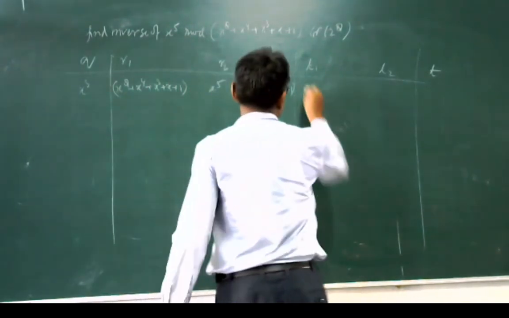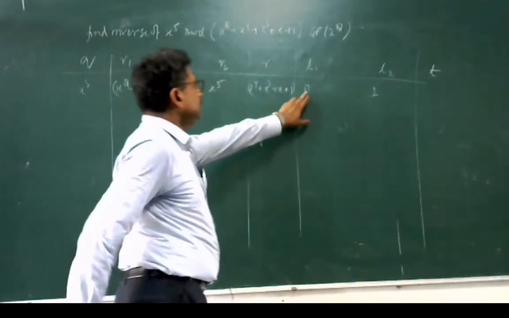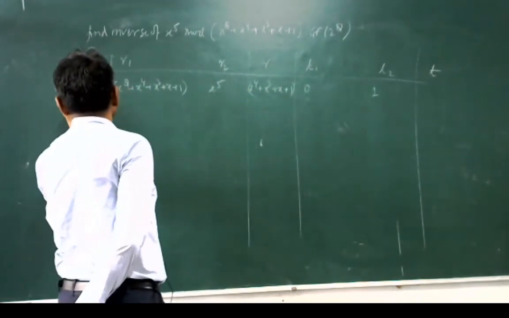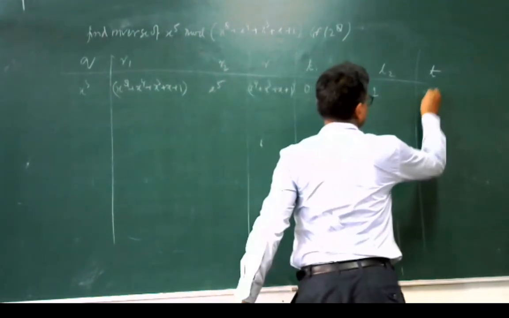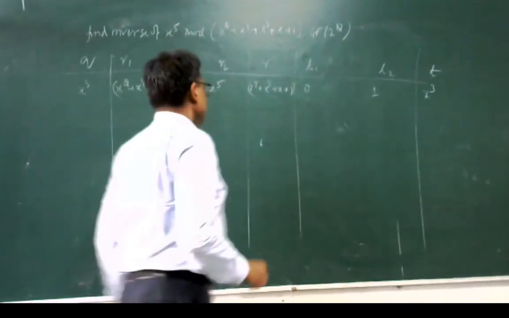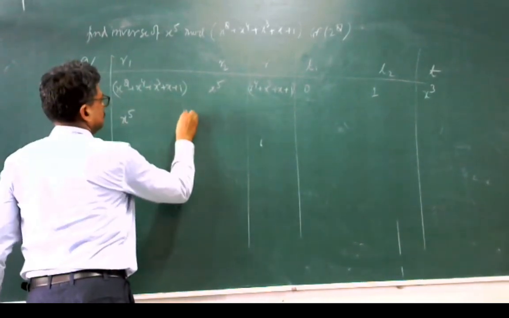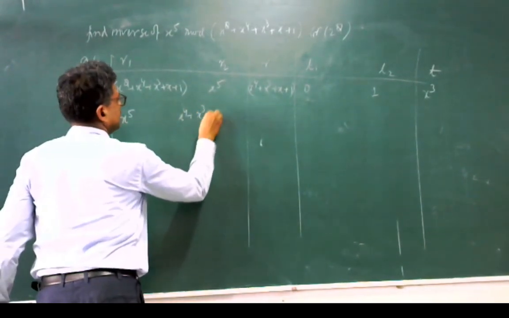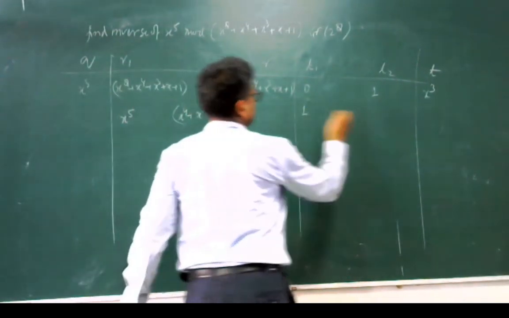T1 की इनिशियल वैल्यू 0 है, इसकी वैल्यू 1 है, तो t की वैल्यू क्या होगी? T1 यानी 0 माइनस x to the power 3 into 1, यानी ये हो जाएगी वैल्यू x to the power 3. Then next time here it will be x to the power 5, here x to the power 4 plus x cube plus x plus 1, here 1, here x cube.